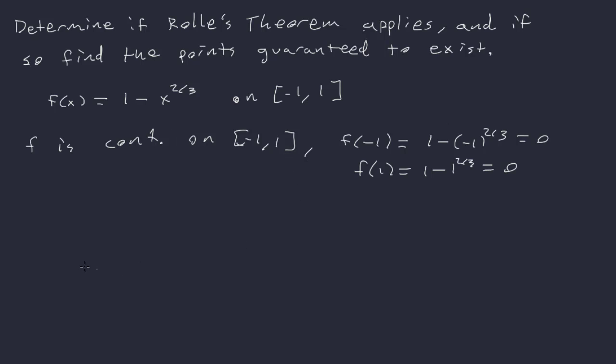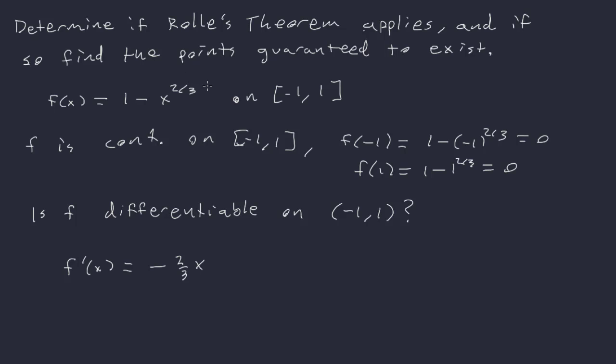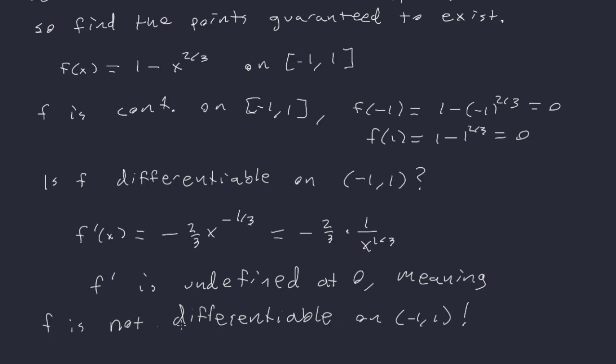Is it differentiable on -1 to 1? A quick way to see that is if we take f prime of x, and it's just going to be a power rule here. It'll be -2/3 x to the 2/3 minus 3/3, which will be -1/3. So this is -2/3 times 1 over x to the 1/3, and f prime is undefined at 0. So that means f is not differentiable on -1 to 1. At 0, it's not differentiable. So Rolle's theorem is not applicable here. It does not work. At the same time, there's not going to be a place where f prime equals 0, because there's no way to get this to equal 0. So we won't ever get that result.